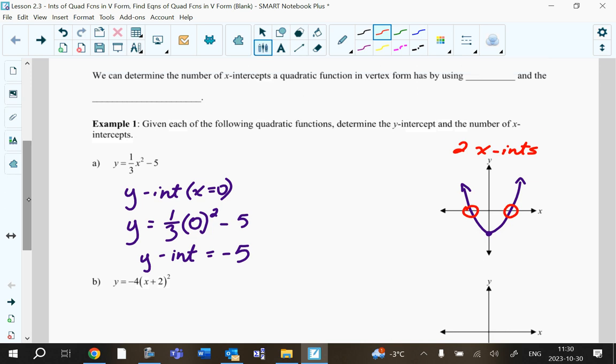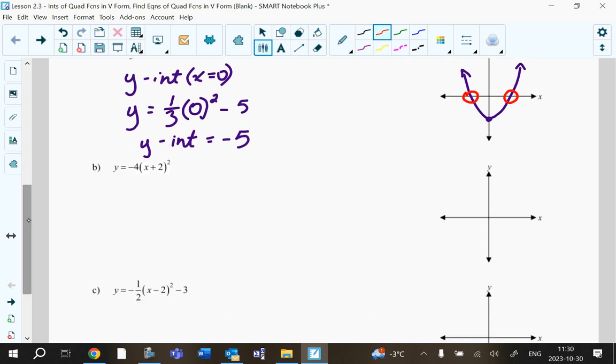So that's why when I said up here, we can determine how many x-intercepts there are by just looking at where the vertex is and seeing the direction of opening, whether it opens up or down. That tells me how many there're going to be, if there are going to be any. There could be a situation where there's none. Let's look at the second one.